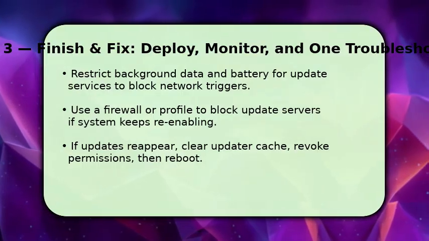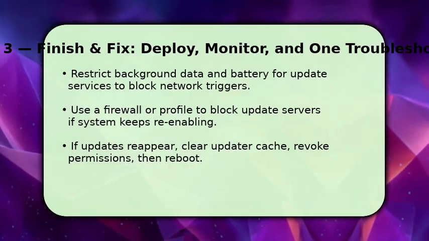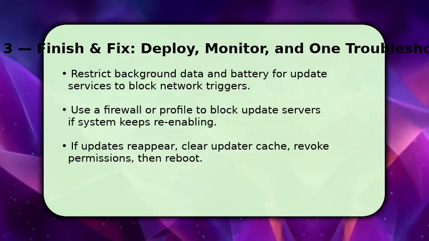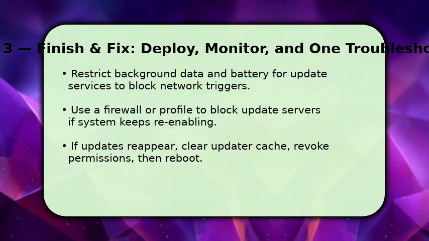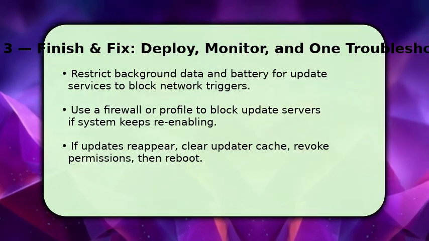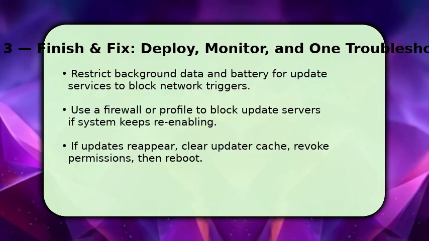If updates reappear, clear the updater app cache, revoke its permissions, and reboot. This often stops an immediate retry. Finally, make sure to check settings after major reboots, because system upgrades sometimes reset update toggles.